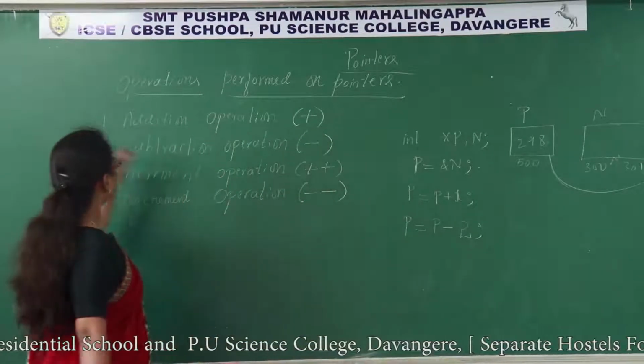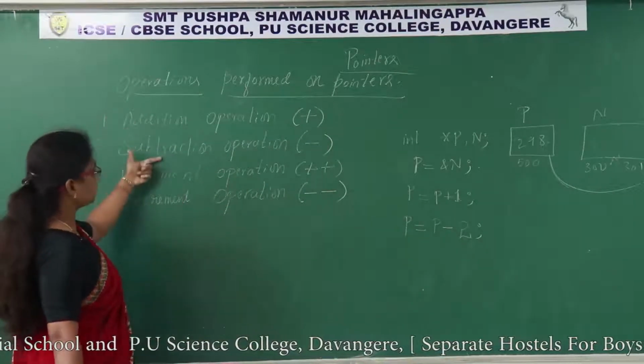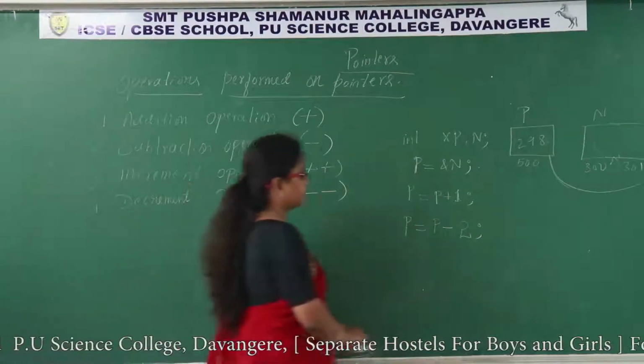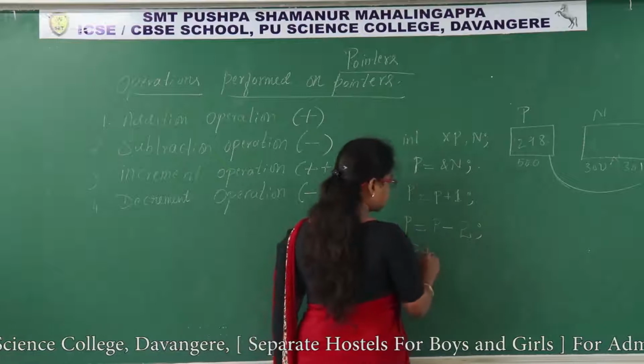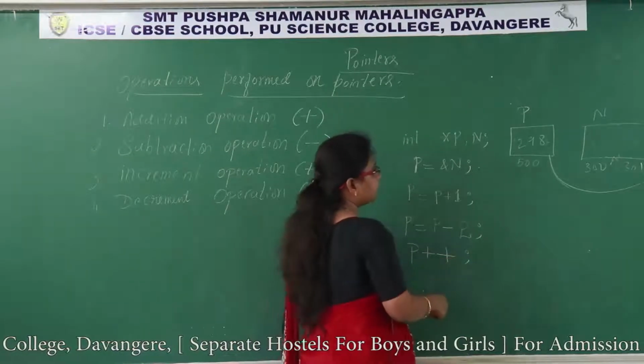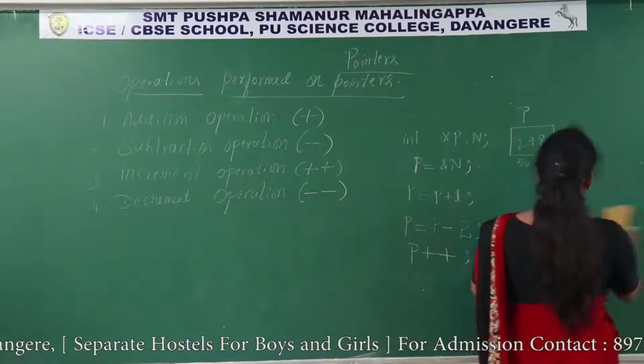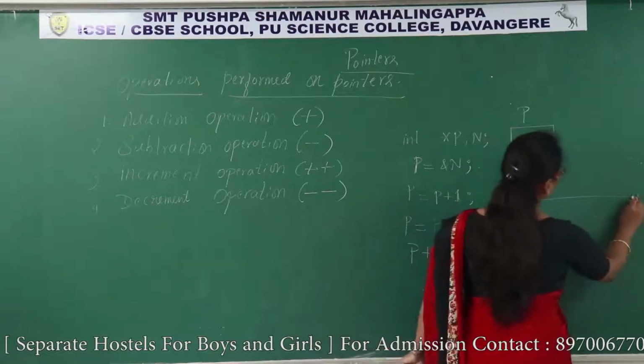Now, what did we learn? Addition operation and subtraction operation. Now increment operation. Increment p++. Right now p contains 298. I will consider RAM here, memory cells in the RAM.